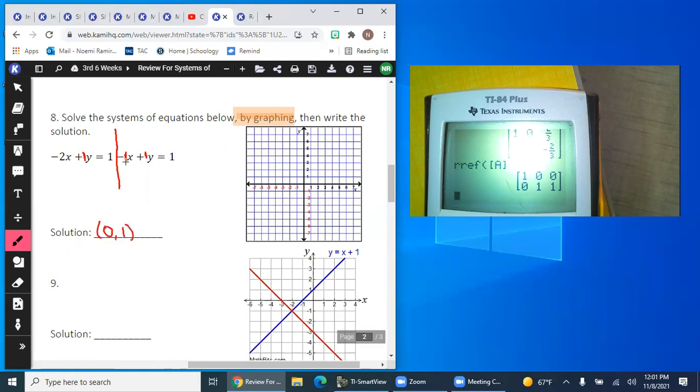But it does say to graph it. So you do need to solve for y. To solve for y here, you add 2x. So you get y equals 2x plus 1. So I'm going to start at the 1, up 2, over 1. There's my line.